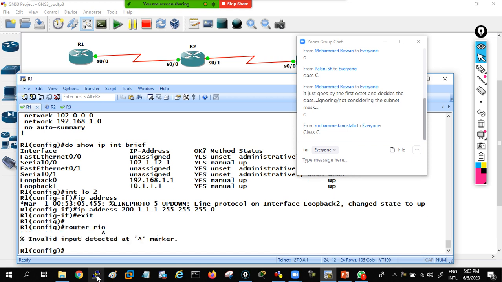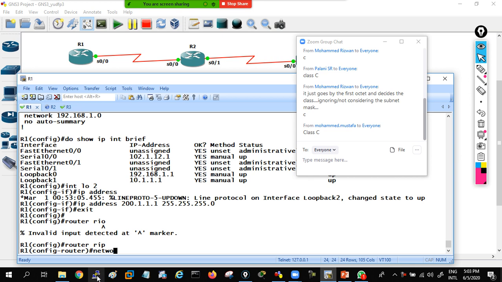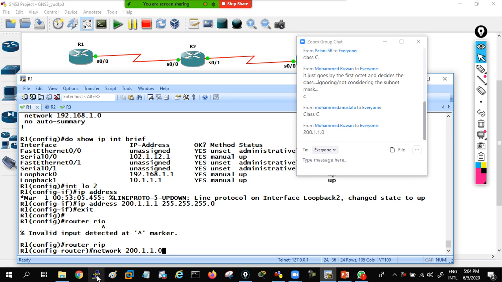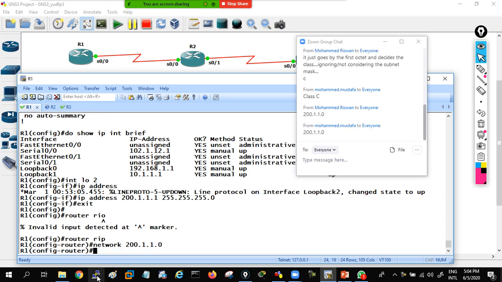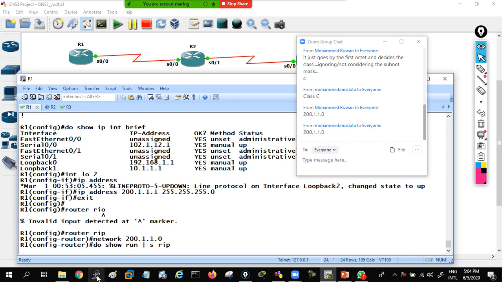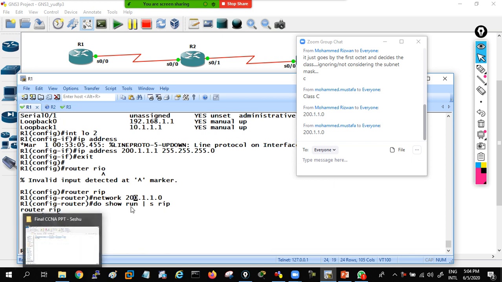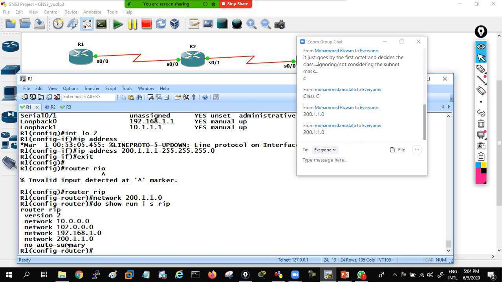Go to router RIP. Then you need to say network and the network ID. What is the network ID for this IP address? Tell me, sir. 200.1.1.0, right? Now this belongs to class C. That's why when you type your configuration inside RIP, it will check that it's a class C, so it will give you the complete network. You understand, sir? Did you see this?